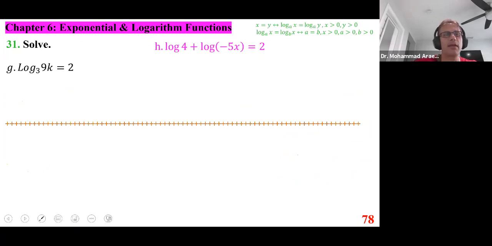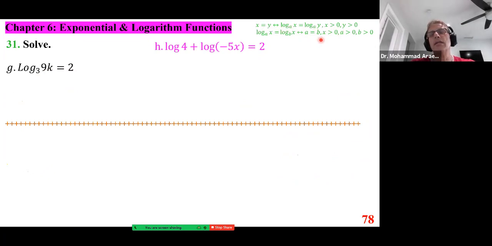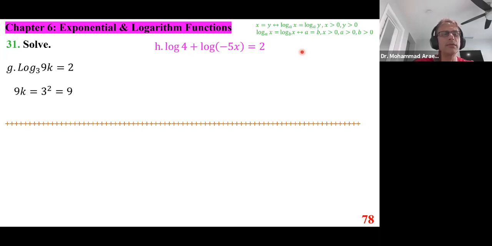All right. 3 squared is 9k. Anytime you have a log and a number, you have to go to a definition. Logs can be equal as long as they have the same base or the same argument. So if they have the same base, they must have the same argument. That's what it says here. If they have the same argument, they must have the same base. That's the idea behind that. Therefore, 3 squared is 9k, and k becomes 1.